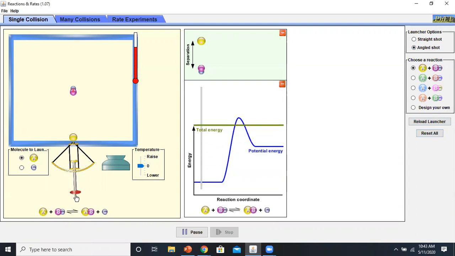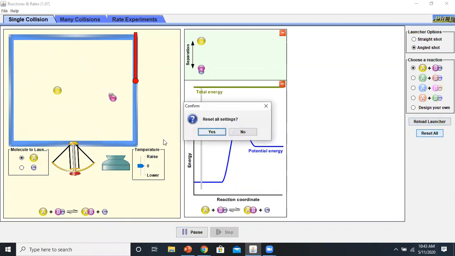If I pulled it, and let's say I provided it with enough energy, see if I can get it to hit. Notice that I had enough movement for them to actually get over that activation barrier, but they aren't actually colliding at the correct spot. So that's something that is important as well.